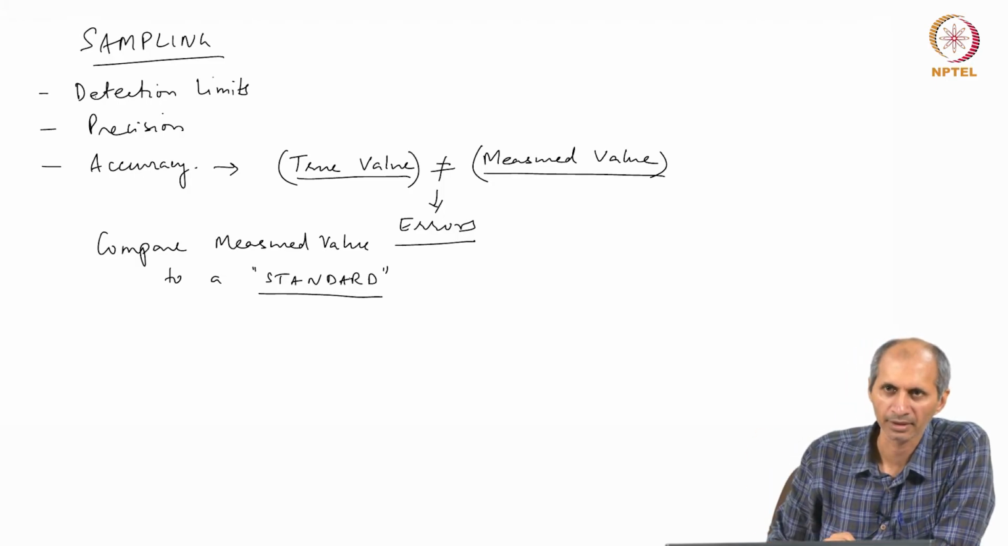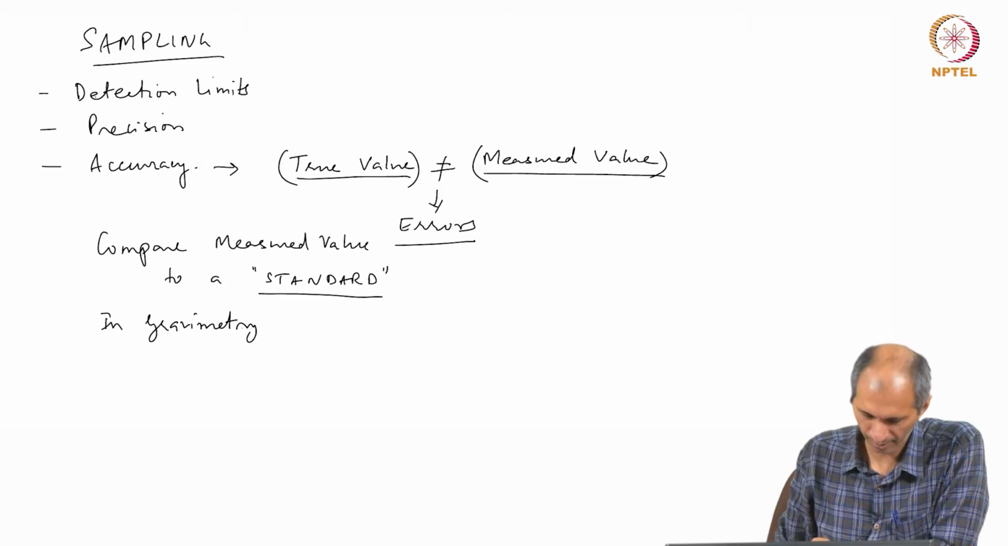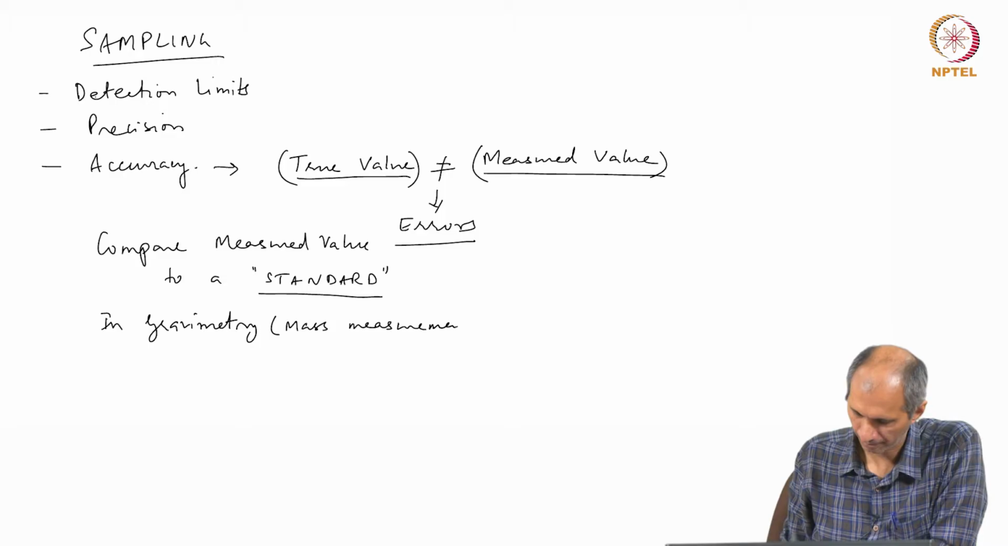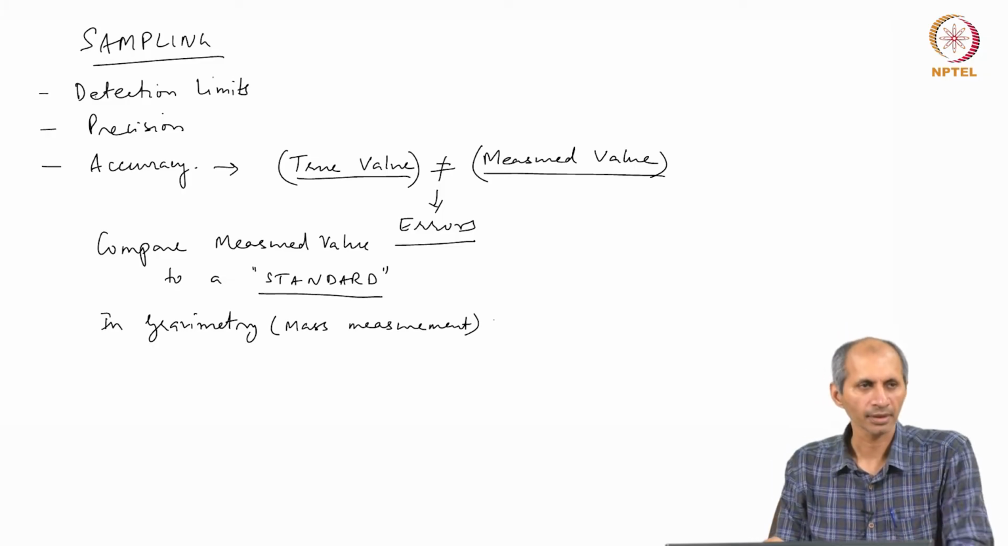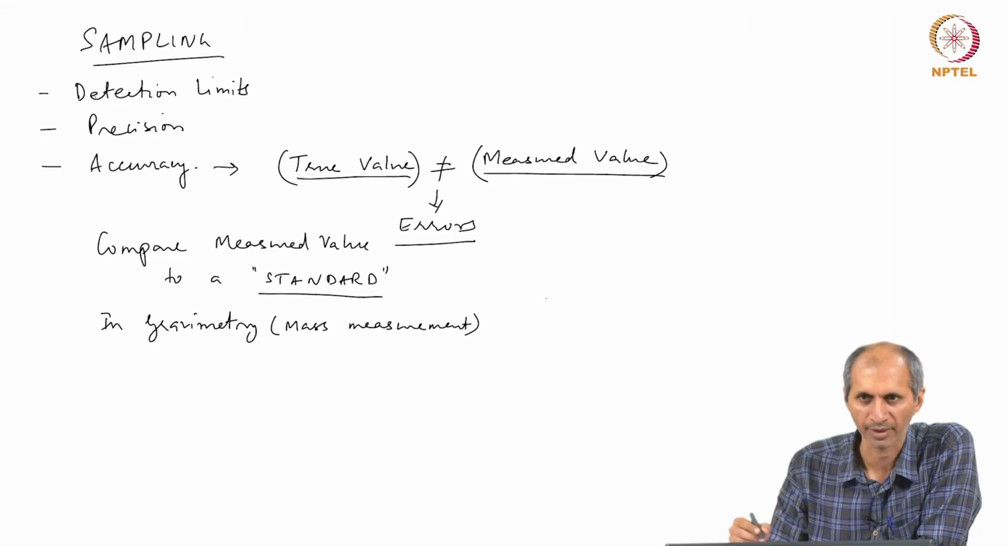Who will decide that? So, for example, if you take gravimetry, in gravimetry analysis, gravimetry is mass measurement, okay, or weight measurement. How do we know what is true value? So, if you place something on a balance, it shows 5 grams, it shows 4.5 grams or 5 grams. How do you know it is 5 grams? You have to check the same thing with what you think is actually 5 grams, okay.